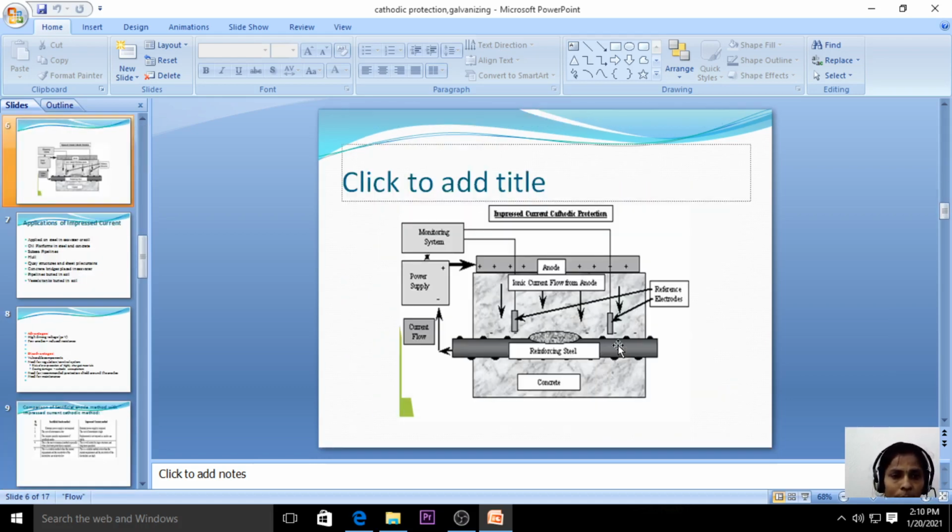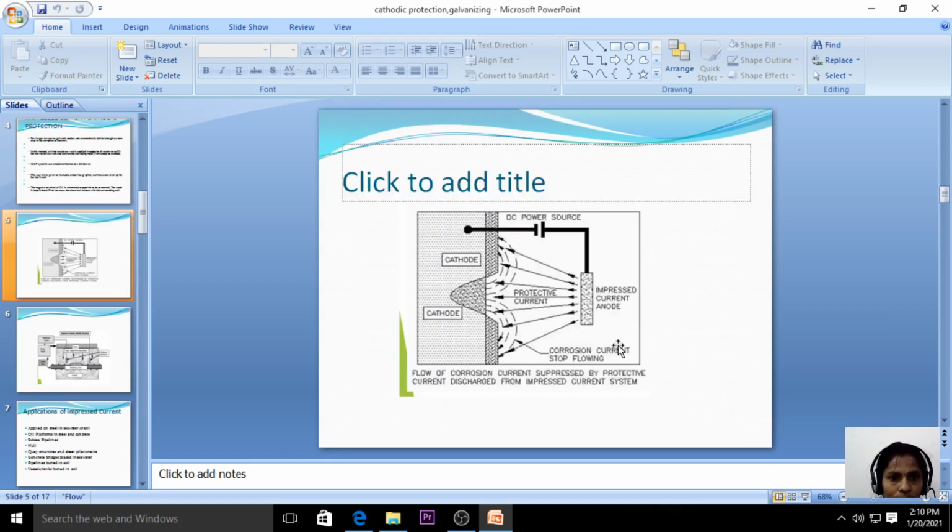I will explain this diagrammatically. So this is the diagram. See here, this is the buried pipeline and this is the impressed current anode. This is not a galvanic anode or sacrificial anode. This impressed current anode is connected to the buried pipeline, and these two are connected with the help of DC power. So we are using direct current here, connecting these two with the DC power.